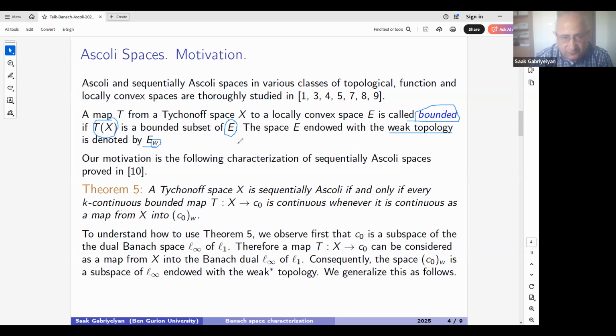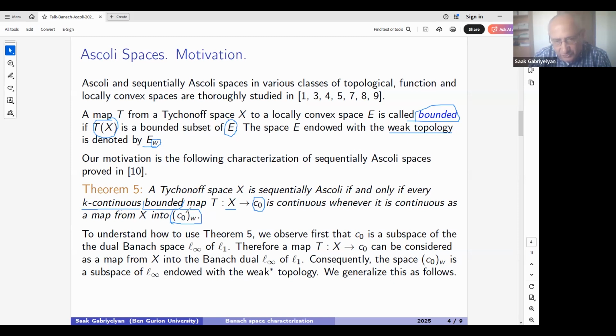Our motivation is the following characterization of sequential Ascoli spaces proved in one of my articles. A Tikhonov space X is sequential Ascoli if and only if every K continuous, which means that this map is continuous on any compact subset, and additionally bounded map from X to the Banach space C0 of all sequences convergent to zero and endowed with the uniform topology is continuous whenever it is continuous as a map from X to this Banach space endowed with the weak topology.